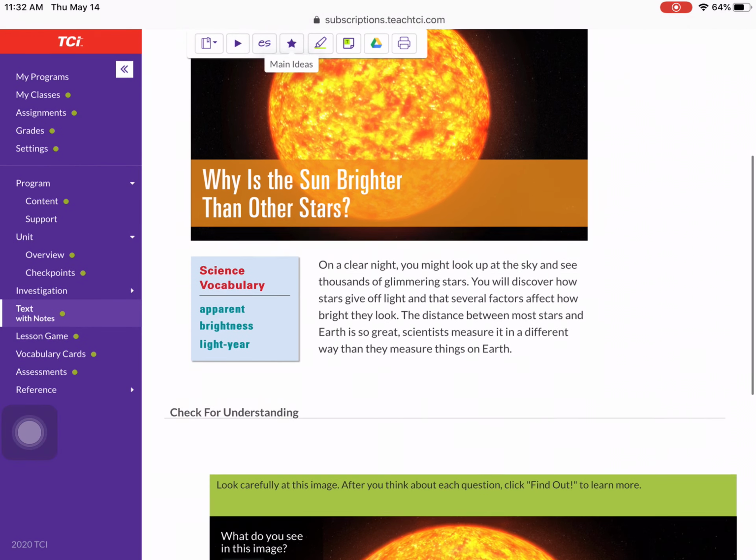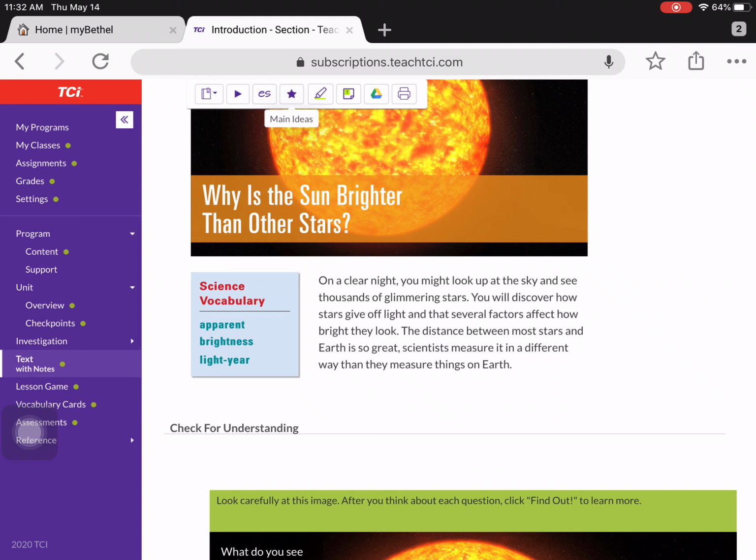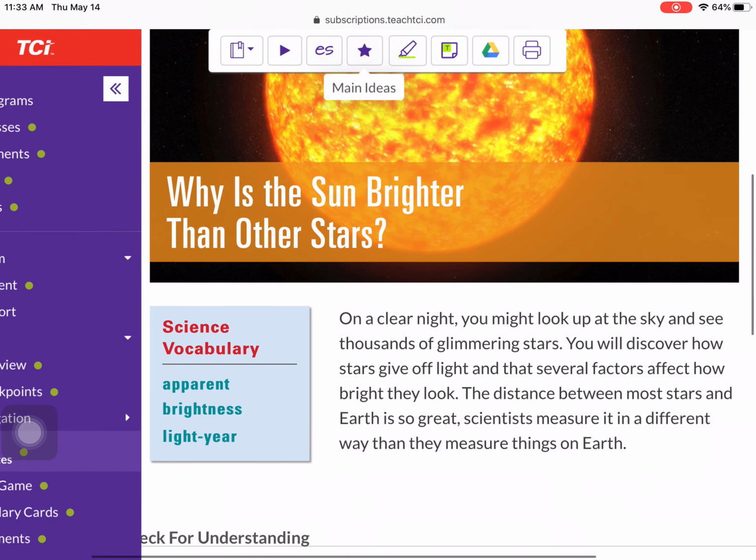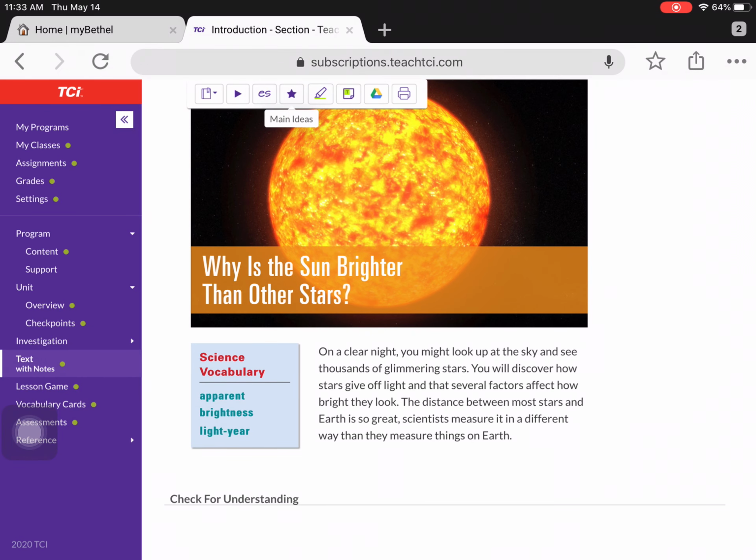So, the last time we read our science book, we were talking about gravity, how gravity is pulling you towards the center of the Earth. We talked a little bit about meteorites, things like that. So today we're going to switch gears just a little bit, and we're going to talk about the sun.